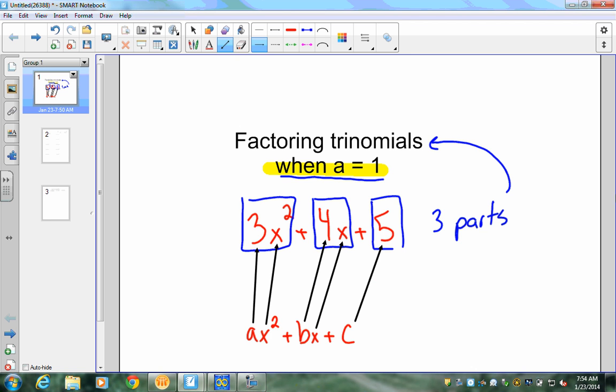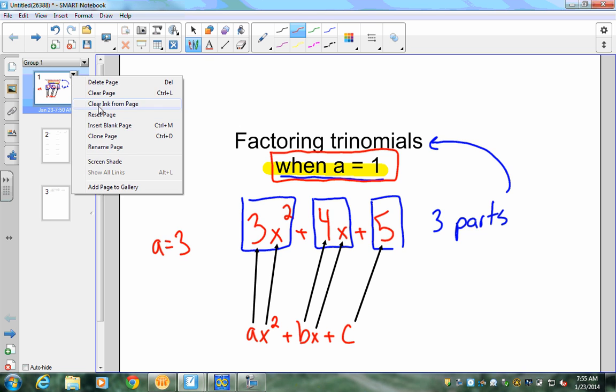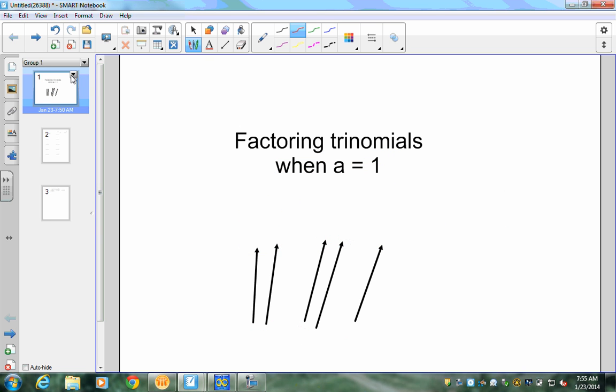If I was to ask you what a equals in this example, well, a is equal to 3. Well, today in this video we're talking about when a is equal to 1. So let's see what one of those looks like. Let's try this on a new page.